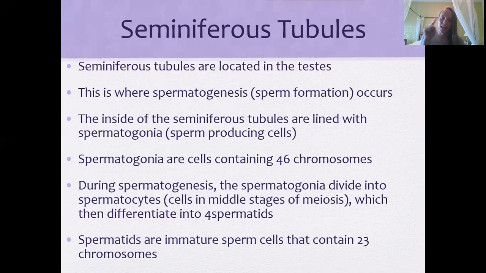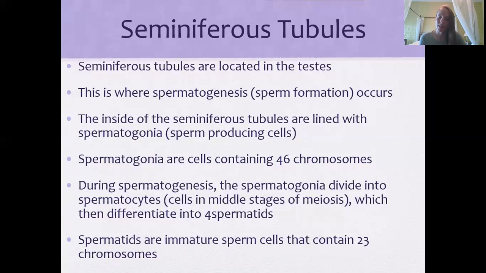The inside of these seminiferous tubules are lined with spermatogonia, which are these sperm-producing cells. Each spermatogonia contains 46 chromosomes. During spermatogenesis, which is again the way that we produce sperm, the spermatogonia are going to divide into spermatocytes, which then differentiate into 4 spermatids.